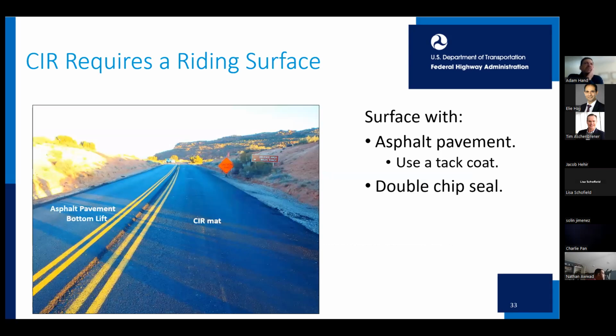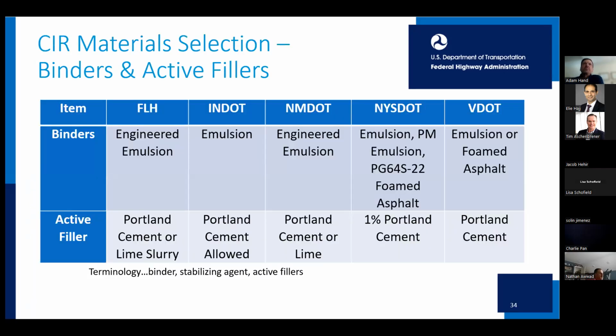Just as a reminder, right, with CIR, we're always going to put a surface on it. Sometimes a double application chip seal will be used. I personally have seen the double application chip seals used pretty successfully in the West. And more commonly, they're surfaced with hot mix asphalt. Obviously, you're going to use a tack coat in between.